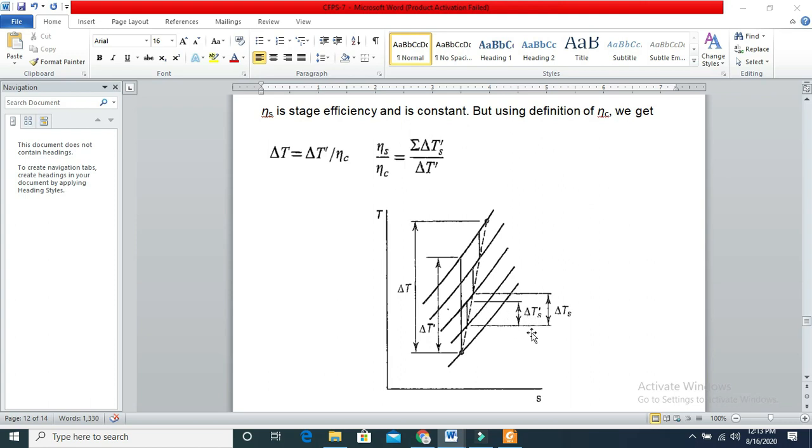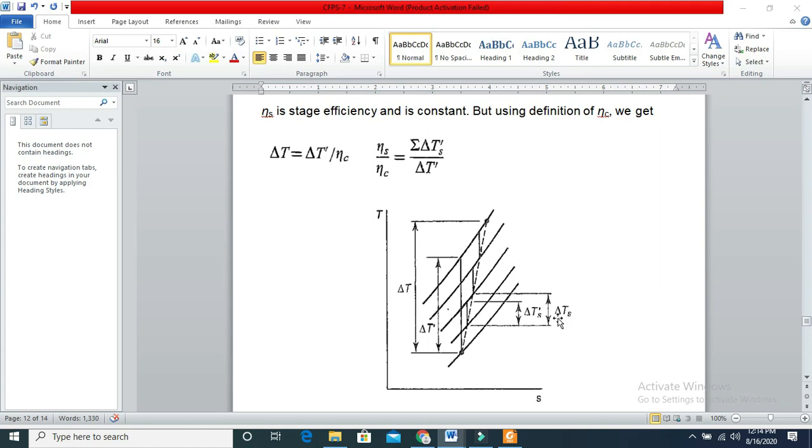But when we are determining delta Ts dash, our initial point is the actual point of the previous stage. This is the actual point of the exit of the stage, and we are obtaining delta Ts dash using this actual point. So this is a vertical line. The difference in height of this vertical line is delta Ts dash.